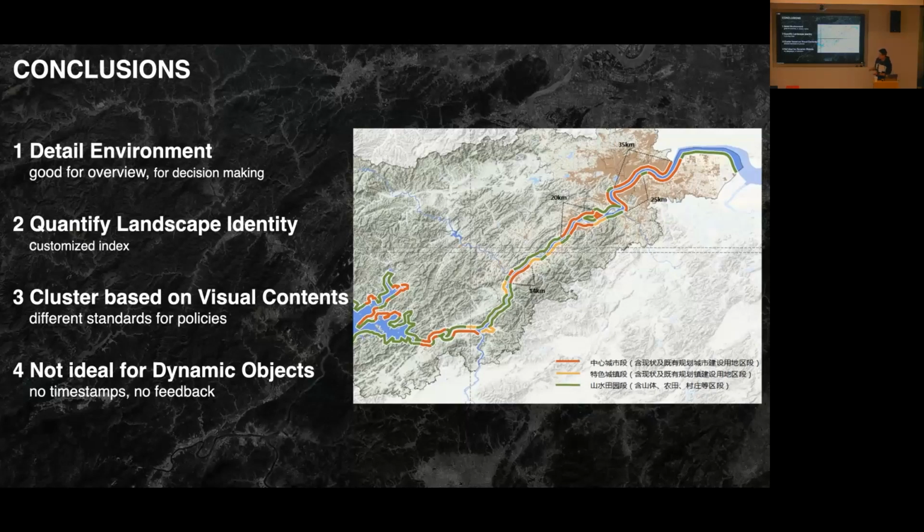But the fourth one is clearly that it is not ideal for dynamic objects. For example, you can have a picture of a person in that area, but you do not know when the person shows up at that time. What if the person just disappears at another time? Then such a detection is less convincing. So today we are talking about things that exist more permanently, like buildings, trees, and mountains.